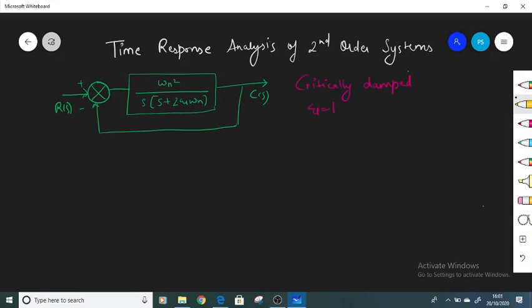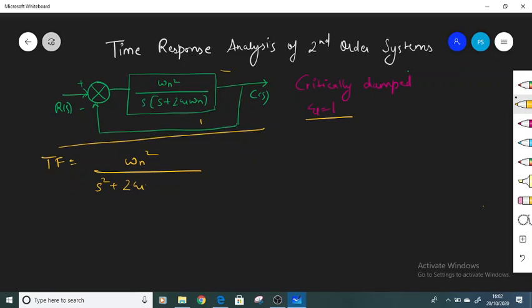So the first case that we are taking is critically damped system. In case of critically damped system, the condition is that the value of zeta should be equal to 1. So this is your standard second order system. The standard second order system has the forward gain as omega n square divided by s into s plus 2 zeta omega n. The feedback path is taken as 1. So if you find out the overall transfer function for this, you get it as omega n square divided by s square plus 2 zeta omega n s plus omega n square.